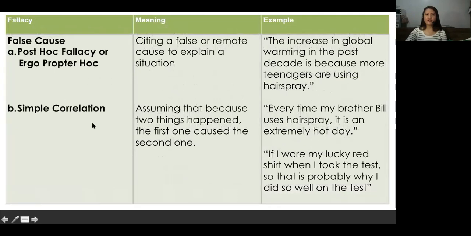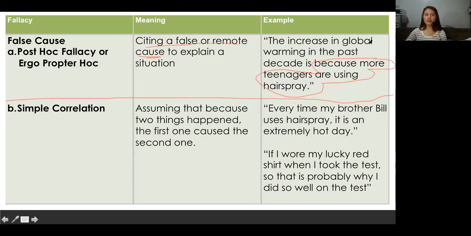Next is false cause, divided into two: post hoc fallacy or ergo propter hoc, and simple correlation. So for post hoc fallacy, sige, lagyan natin ng hati para clear sa atin dyan. Post hoc fallacy is citing a false or remote cause to explain a situation. So, false cause. The increase of global warming in the past decade is because more teenagers are using hairspray. False cause. Diba? No data.